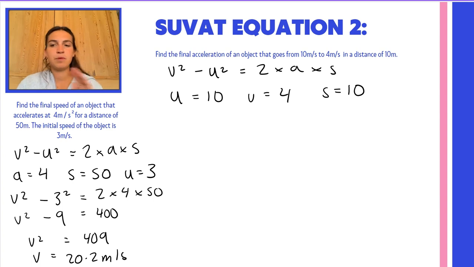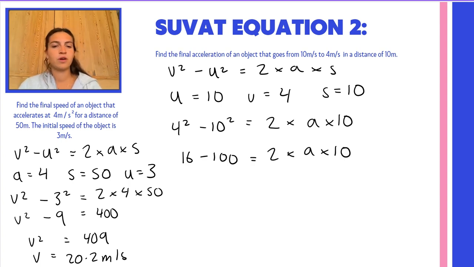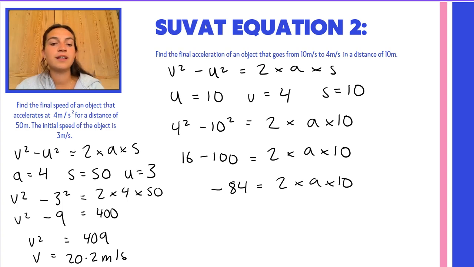So again, let me put those into the correct positions. 4 squared minus 10 squared is 2 times a times 10. Okay, now let's look at my left-hand side of the equation. So I'm going to simplify that. So I've got 4 squared is 16 minus, well, 10 squared is 100, is equal to 2 times a times 10. Or in other words, minus 84 equals 2 times a times 10.